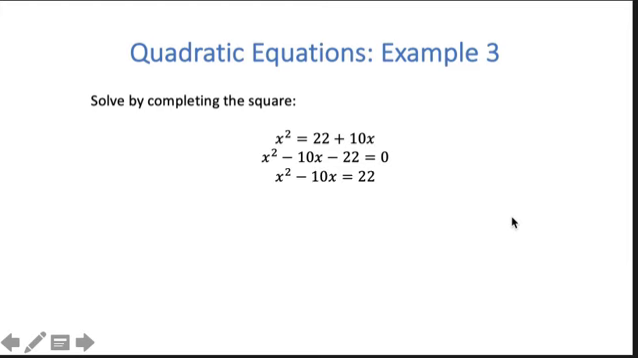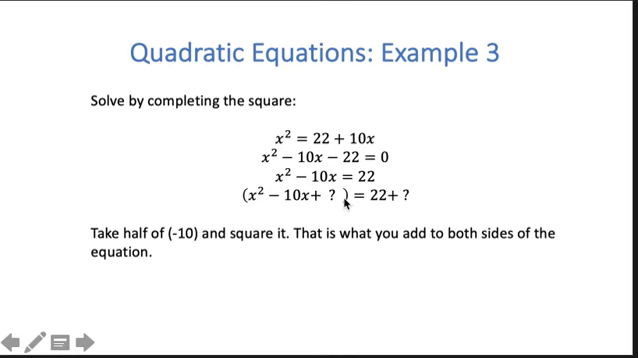So to complete the square, what we want to do is get every term that has an x in it on the left and every constant on the right. So I moved 22. Now what I'm going to do is add something to the left and add that same number to the right. And that number I want to add is going to make this a perfect square trinomial. So on this next screen, I spelled out what you have to do. You want to take half of that negative 10 and square it. And that's the number you're going to add to both sides of the equation.